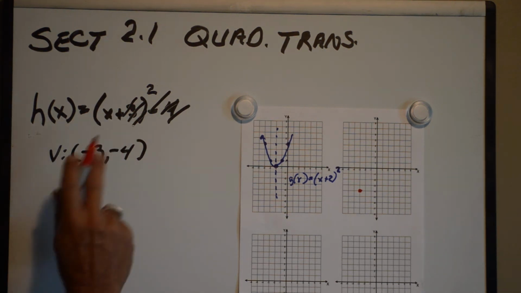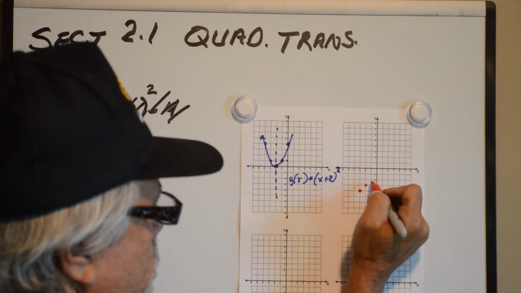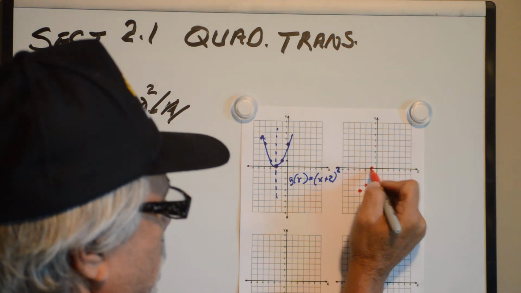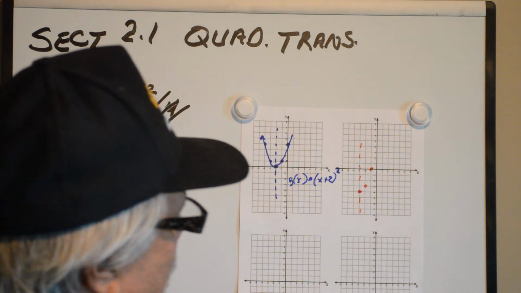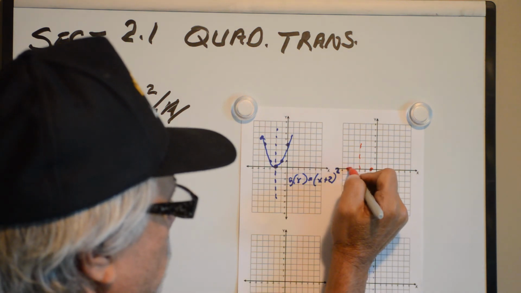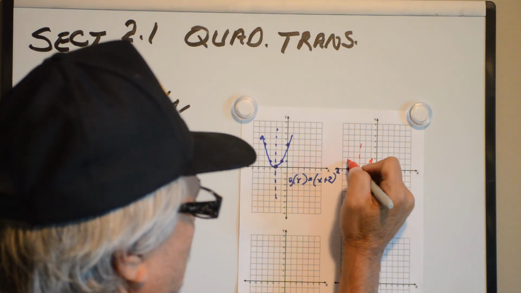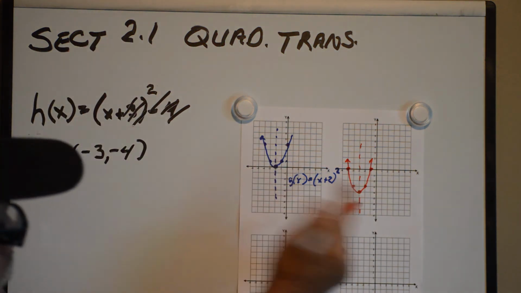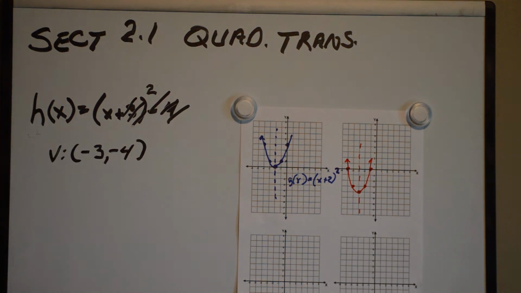Alright, so now then, I just do my points. 0, 0, 1, 1, 2, 4. There's my axis of symmetry. And then we go on the other side. Sister points the same distance away. And there is your parent graph. It looks identical to that, except my vertex has been moved off of the origin. Alright?